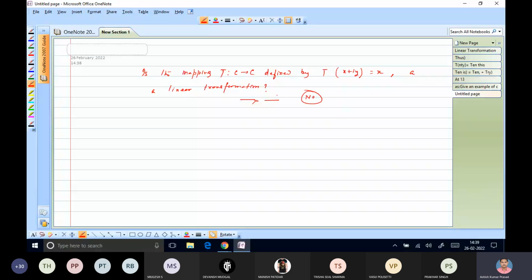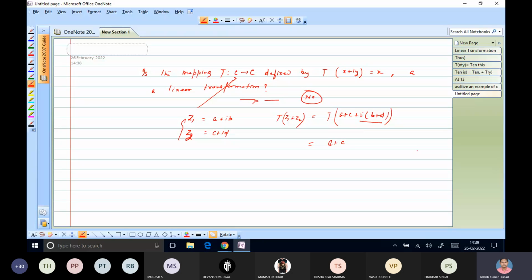Suppose you have two numbers Z1 and Z2 in domain C. So Z1 I can write as A plus iB and Z2 I can write as C plus iD. So what is T of Z1 plus Z2? When you add Z1 and Z2, you will get A plus C plus i, B plus D. Am I right? So now you can see here that it is making imaginary part 0. So when T operates, it is making imaginary part 0.